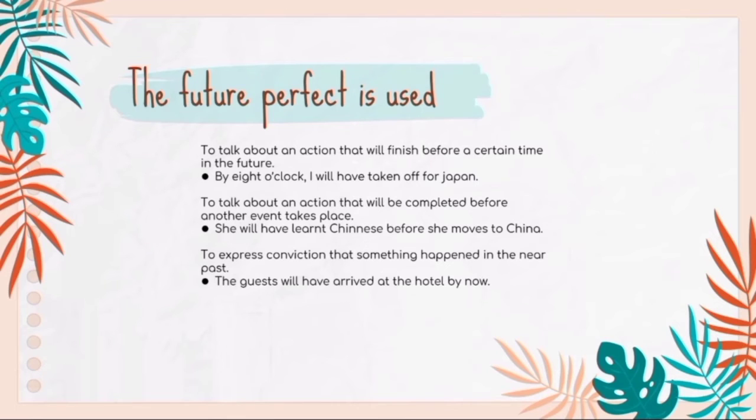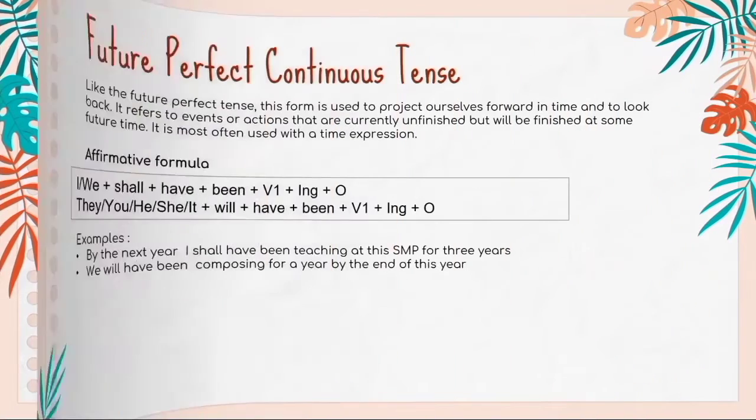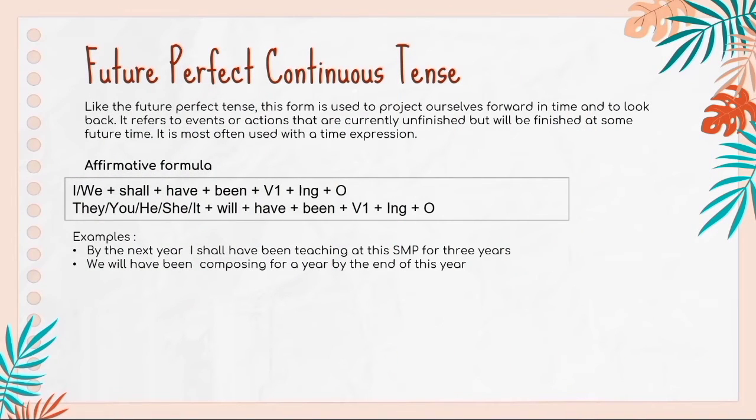The third, to express conviction that something happened in the near past. As an example, the guest will have arrived at the hotel by now. And the last one is the future perfect continuous tense.